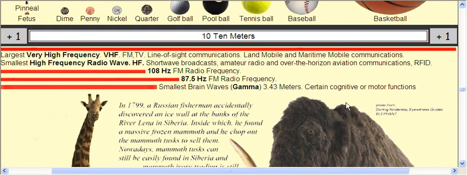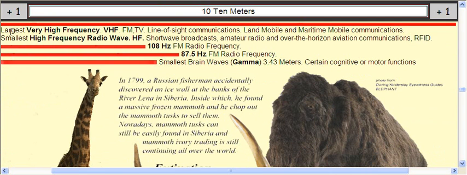So, 10 meters. Now the very highest... Ooh, we're pretty much out of time. So let's start up at 10 meters.